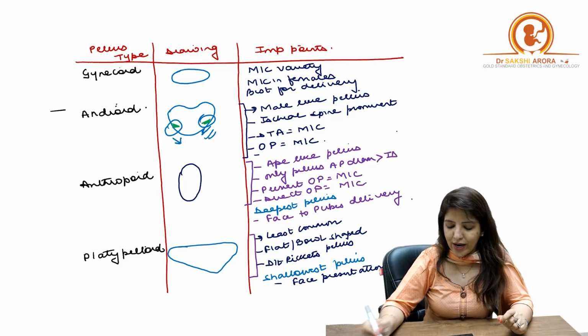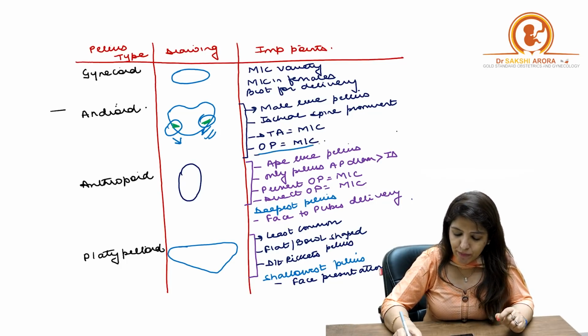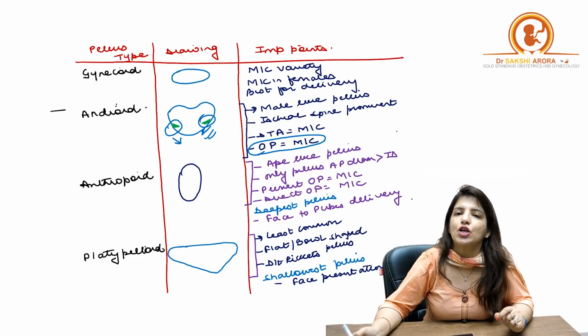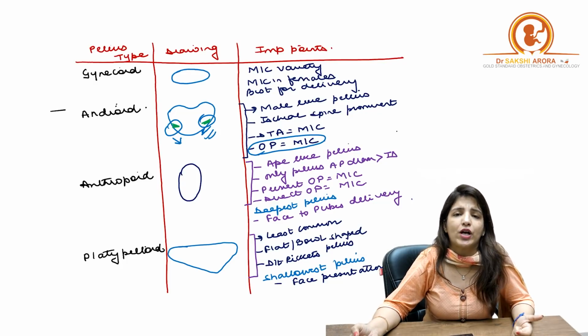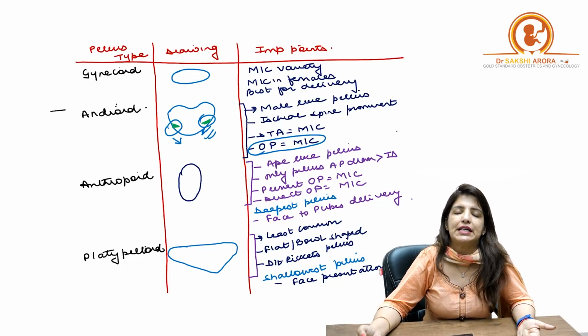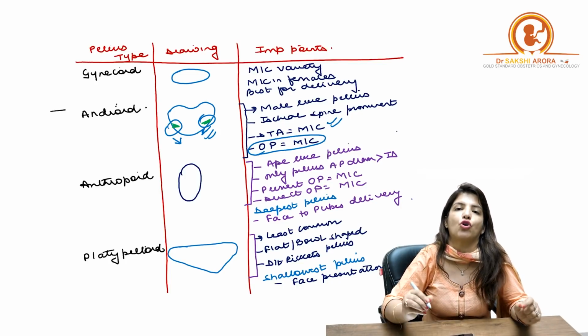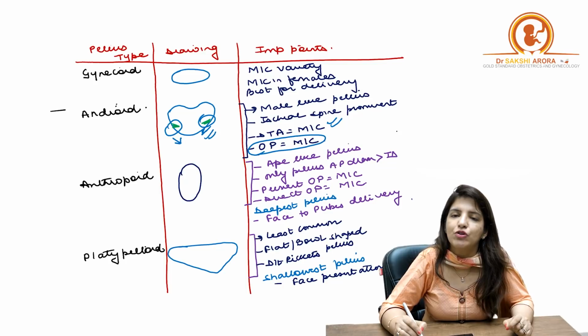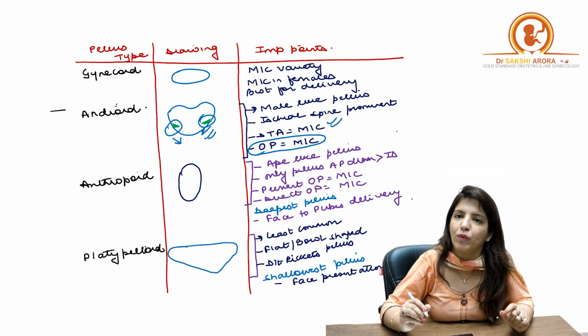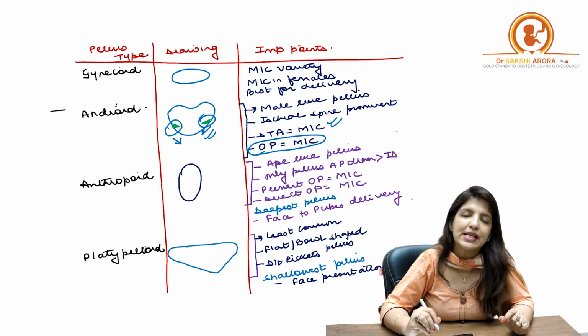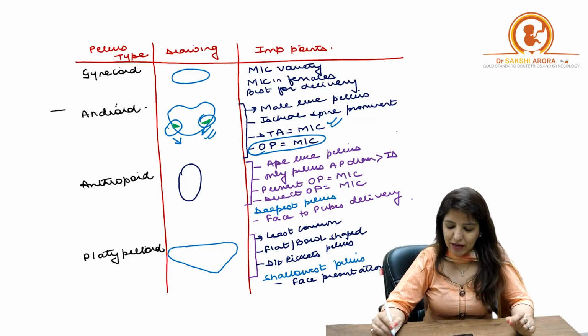Now, in android pelvis, occipito-posterior position is most common in which kind of pelvis? It is most commonly seen in android pelvis, and deep transverse arrest is also more common in android pelvis because the ischial spines are very, very prominent. Right? Then comes anthropoid pelvis.